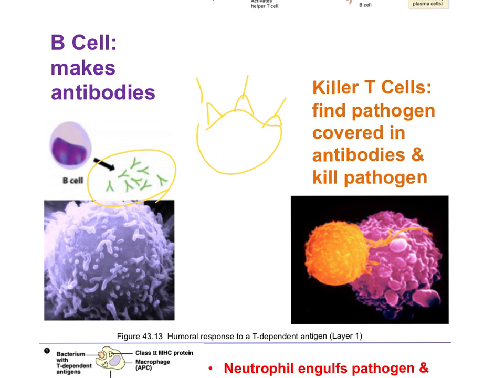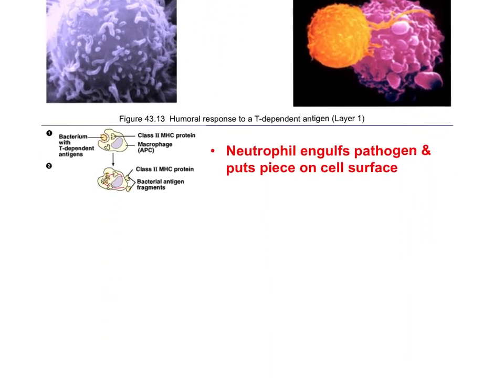And at that point, another type of cell called the killer T cell can find the pathogen and kill it. Kind of like the helper T cell, the killer T cell is pretty darn clueless on his own and can't find the pathogen. So the killer T cell needs the presence of those antibodies to know who to kill. All right, so here we go to put all the pieces together.